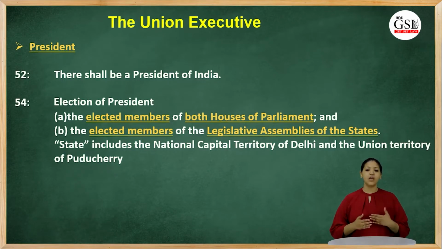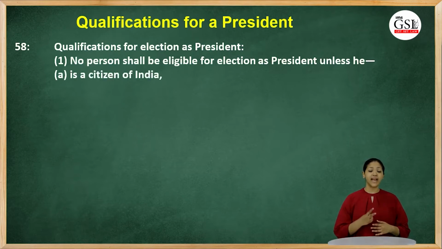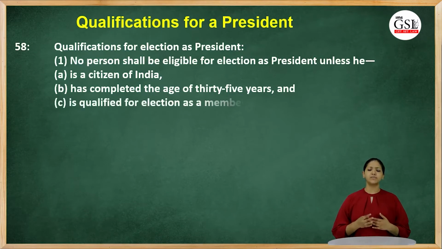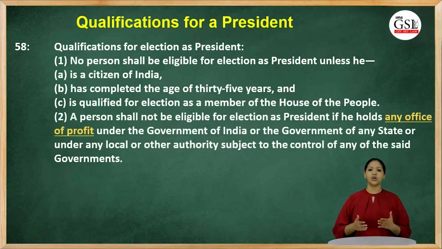Article 58 of the Constitution provides for the qualifications which are required to become the President of India. The qualifications are that the President shall be, firstly, a citizen of India. Secondly, he shall have completed 35 years of age. Thirdly, he must possess the qualifications to be elected as a member of the Lok Sabha. And finally, he must not hold any office of profit under the union or state government or any other authority.